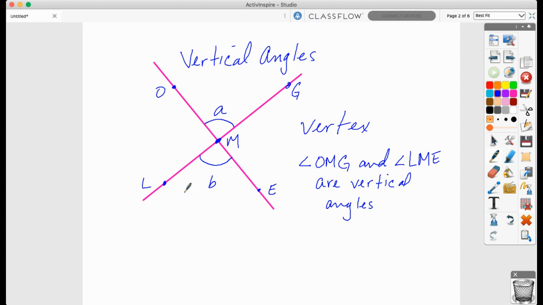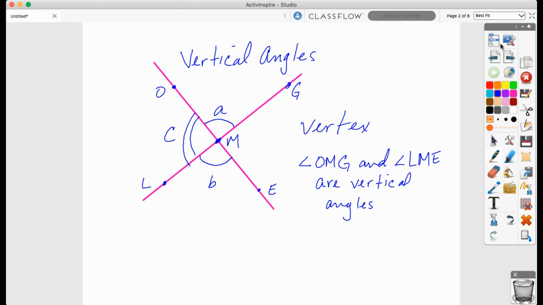Now, let's not get it twisted. They have to be opposite one another. If I look at this angle here and call that angle C, these two are not vertical, nor are these two vertical. It can't be side to side. They cannot share a side. They have to be directly opposite one another. So A and B are vertical angles. That's one kind of relationship that we can have.